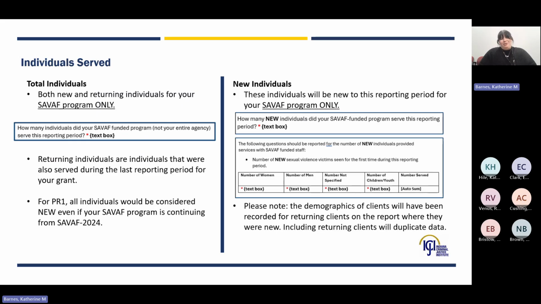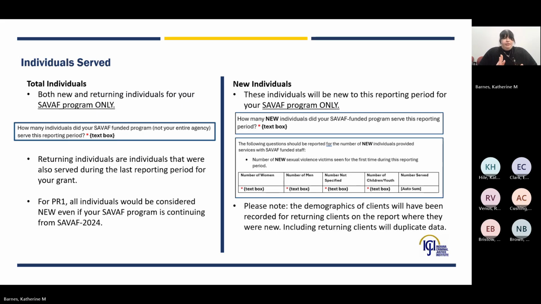That is because SAVAF 2024 is a separate grant. So when this new cycle starts, a new grant has started. So for just that first program report, everybody will be new. On subsequent reports, you will have the number of new and returning, and that should be for the new individuals, unless everyone started during the new reporting period and nobody carried over from PR1, then those numbers should be different.